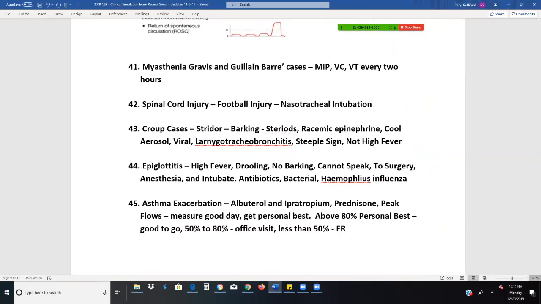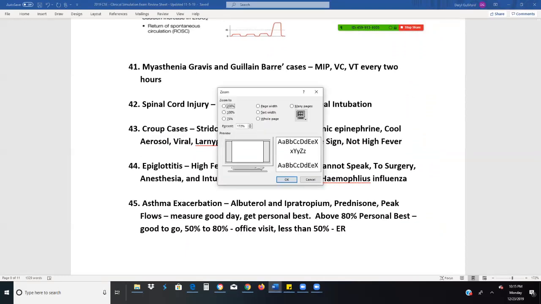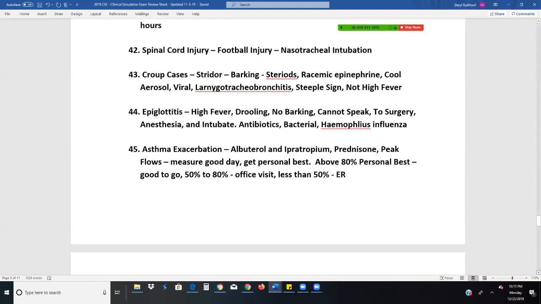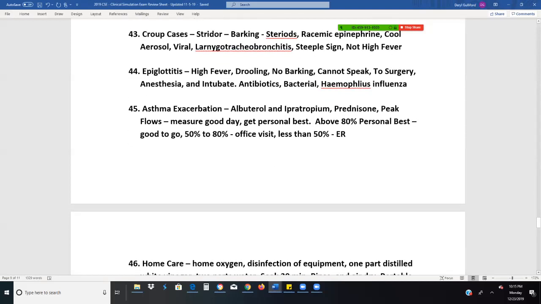Epiglottitis, you've got the high fever and drooling. They do not bark. The croup kid barks, but the epiglottitis kid, no barking. They cannot speak. To surgery, anesthesia, and intubate. Antibiotics, bacterial. The bug is Haemophilus influenzae. You might need to know that.